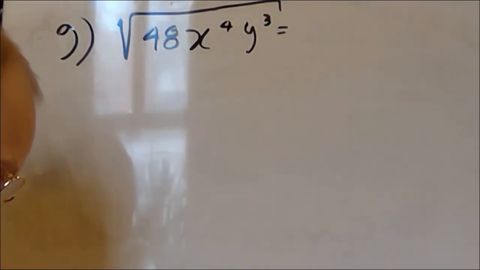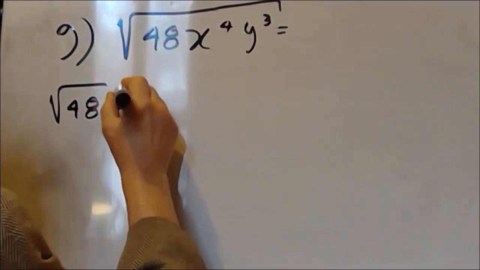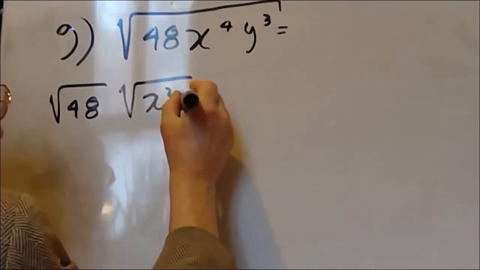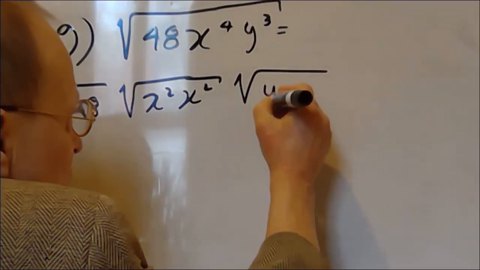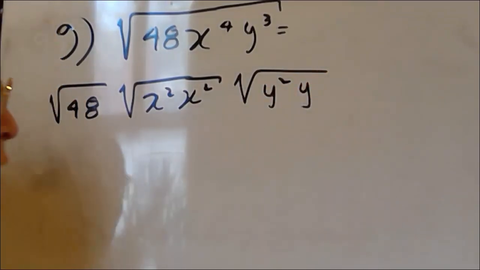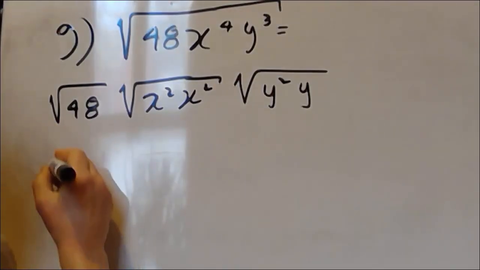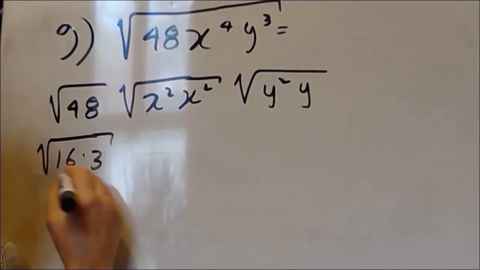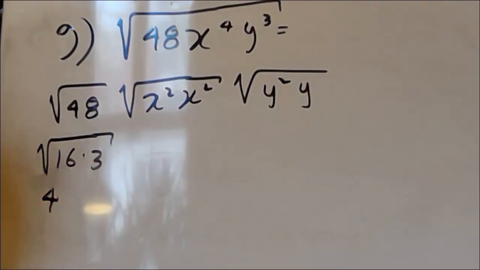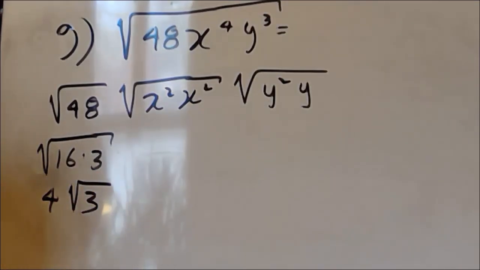So we're going to do what we've done before. So I'm going to do 48, x squared, that will give us the 4th. And then the y, I only have one that's squared, and then the y that's left over to give us y cubed. So 48, it turns out, is 16 times 3. So we have the perfect square 16, which is 4, and then the square root of 3 left over.